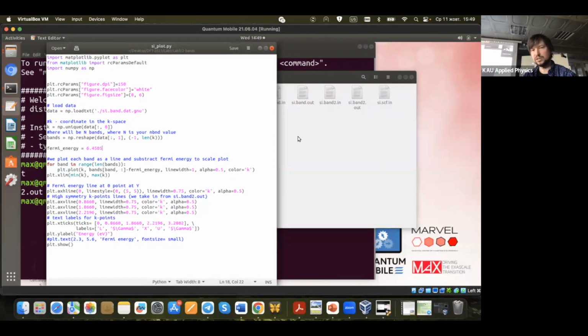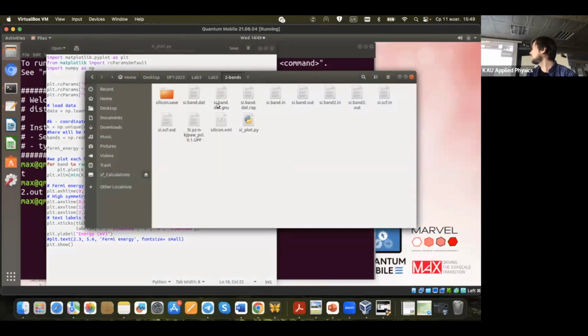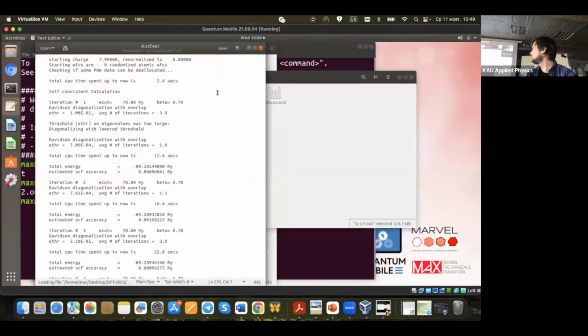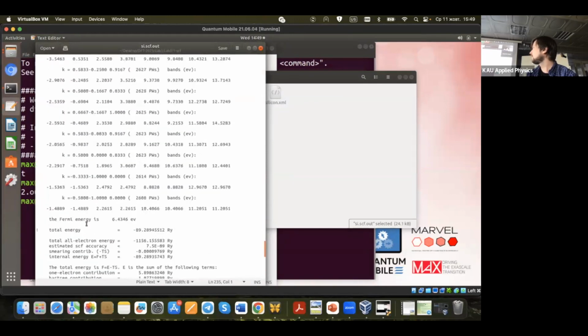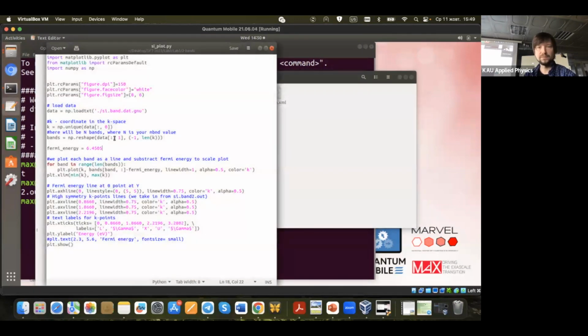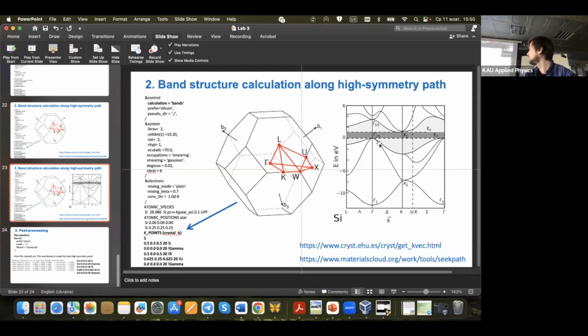Then I take Fermi energy. It's a very important thing. And where can you take it? You can take it from the SCF calculation, scf.out. You take Fermi energy from here. The Fermi energy is 6.4346. I should type it here in my script, 6.4346, Fermi energy, and then I just plot it, and that's all. So all these parameters are for plotting the bands. Here we plot each band. Here we plot all these supporting lines, this line, Fermi energy line, and so on.